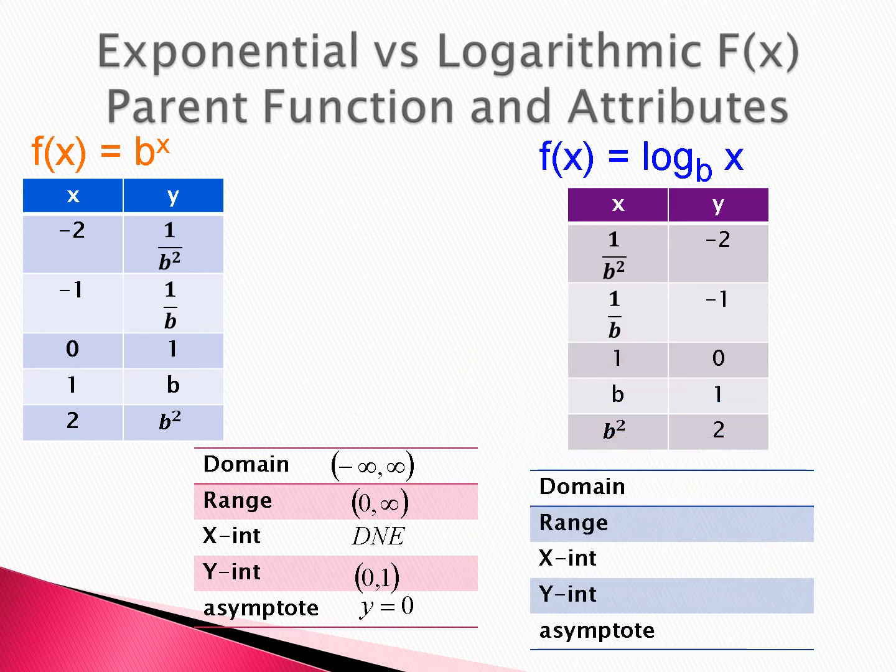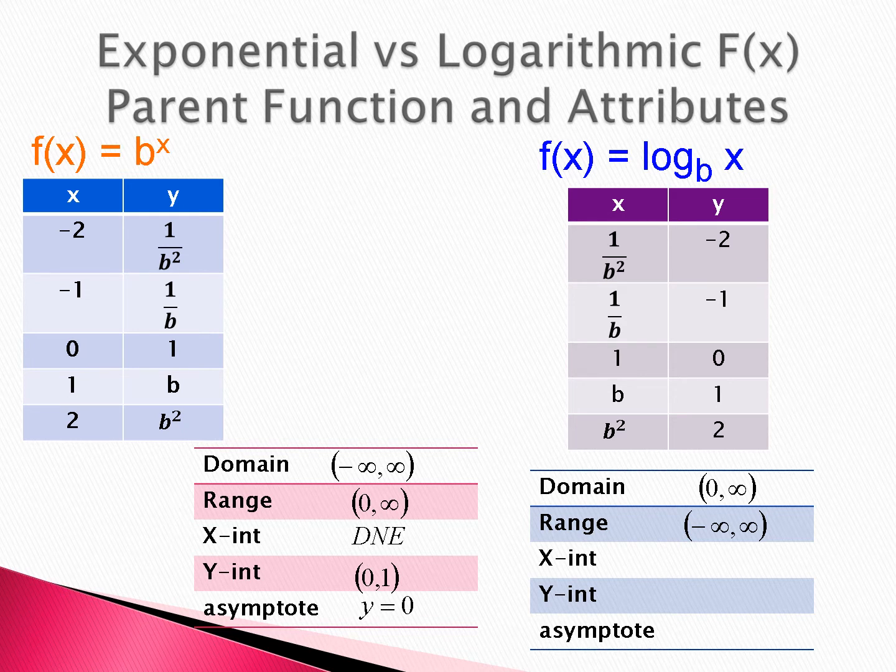Now let's talk about domain and range and all that stuff. Domain and range are going to flip-flop. If my domain was negative infinity to infinity and my range was 0 to infinity, guess what my domain is going to be for the log? Yep, you guessed it, 0 to infinity. What do you think the range is going to be? You also guessed it, negative infinity to infinity. So remember, when we form the inverse, we switch the domains and ranges as well.